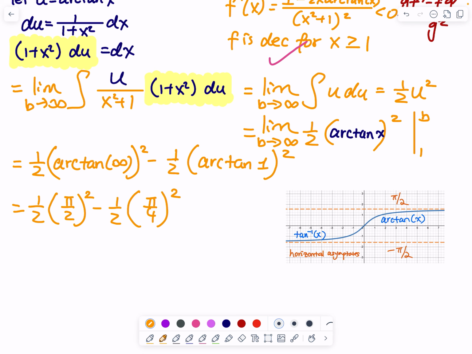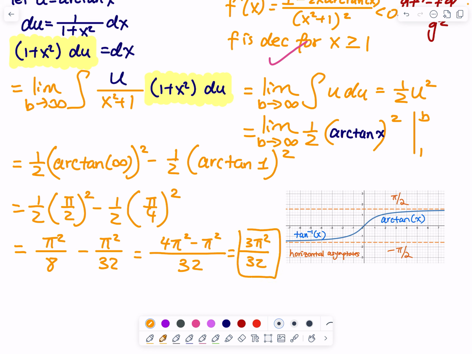Okay, what is that equal to? That is pi squared divided by 8 minus pi squared divided by 32. Let's get a common denominator of 32. That is 4 pi squared minus pi squared, which is equal to 3 pi squared over 32.